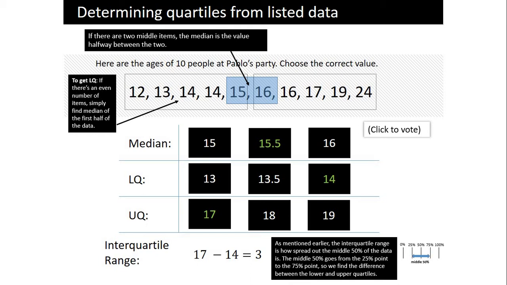So as mentioned earlier, the interquartile range is how spread out the middle 50% of the data is. The middle 50% goes from the 25% point to the 75% point. So it gets rid of any outlying ages of people that were at the party.